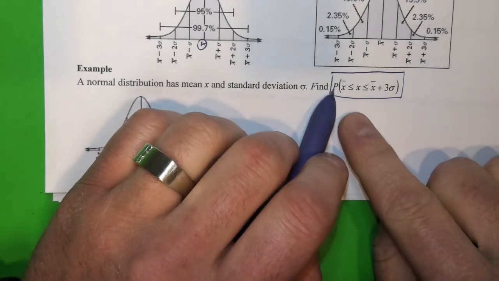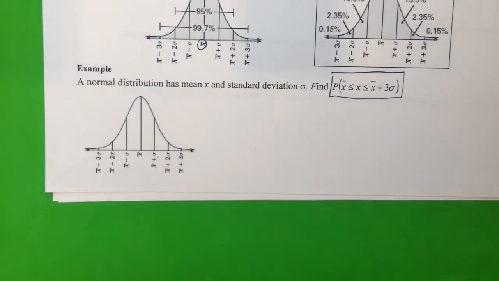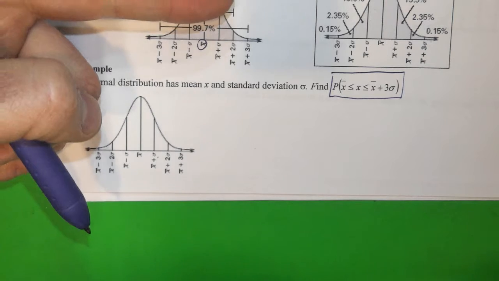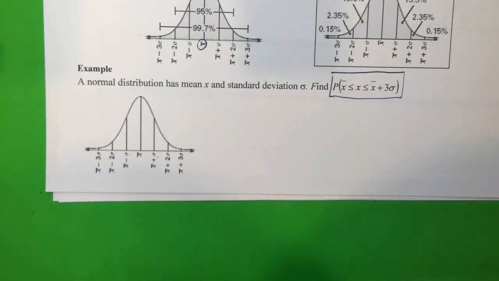So let's go through. To begin with, P is an old friend. Capital P usually stands for probability or percent. And so today, it's going to be both.